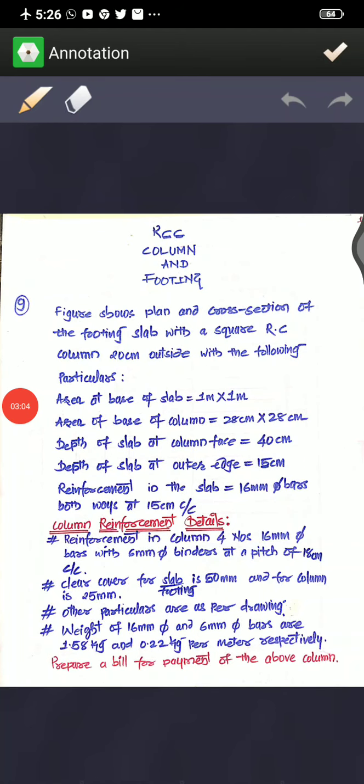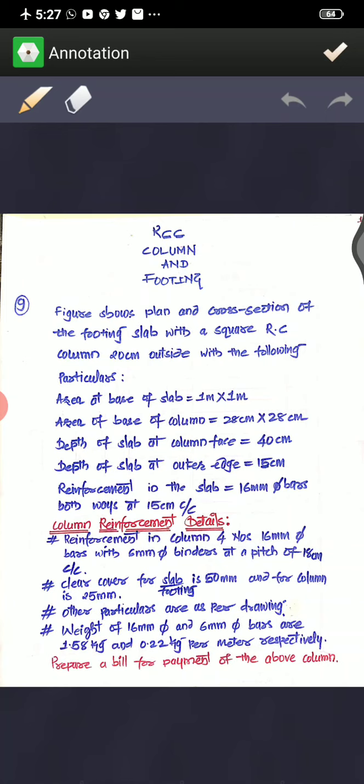Now we'll take an example, solve the problem and get the reinforcement detail. First I'll read the problem in short as much as possible. The figure shows the plan and cross section of a footing slab with a square RC column 20 cm outside, with the following particulars. The column size is 20 cm by 20 cm above the plinth. Then the particulars are given about the base slab. That base slab is a footing slab.